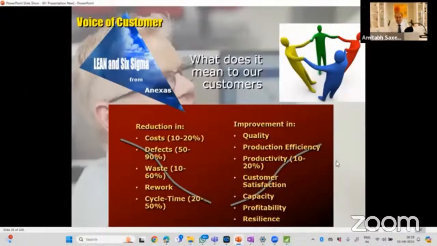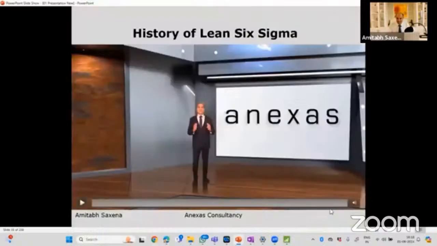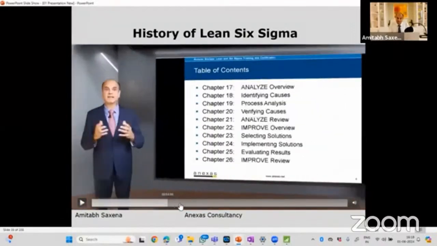So what is this Lean and Six Sigma? Would you like to know the history of Six Sigma? How it started? Just let me know. If you have it, then I can take you through that.